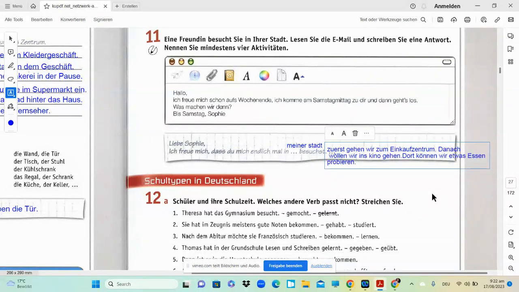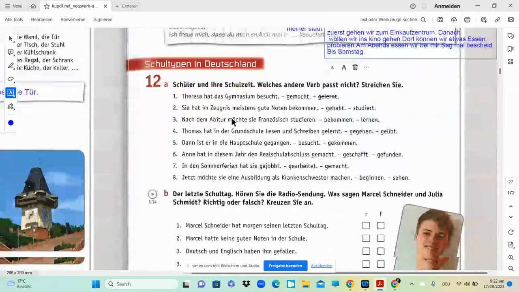And then we can just call her, your friend, at your home. So am Abend essen wir bei mir. Yeah, whenever you say bei mir, that is at my house. Okay, so this is pretty easy. Sag mal Bescheid. Whenever you're writing to your friend, you can simply say Sag mal Bescheid, that is let me know. And bis Samstag, right? So pretty easy. Bis Samstag. Okay, so that's how we can do it. Let's move ahead with the next one.